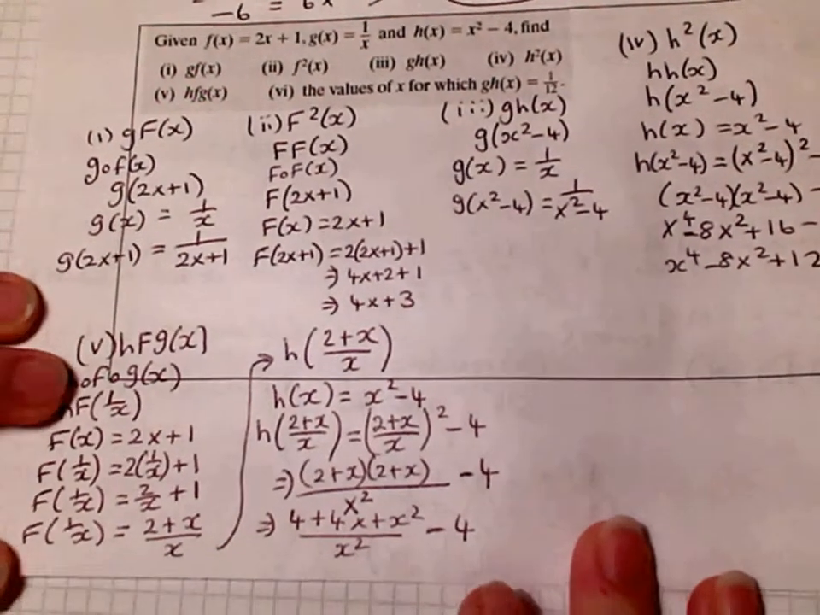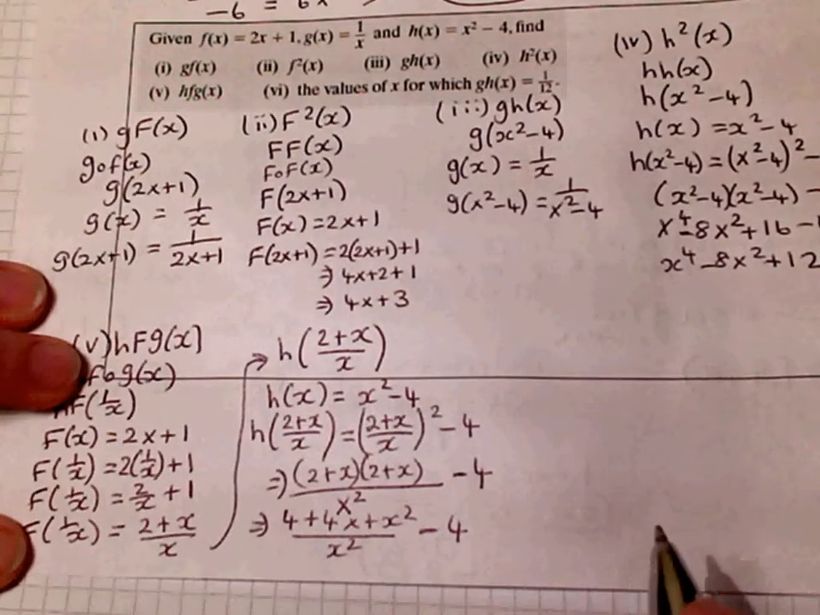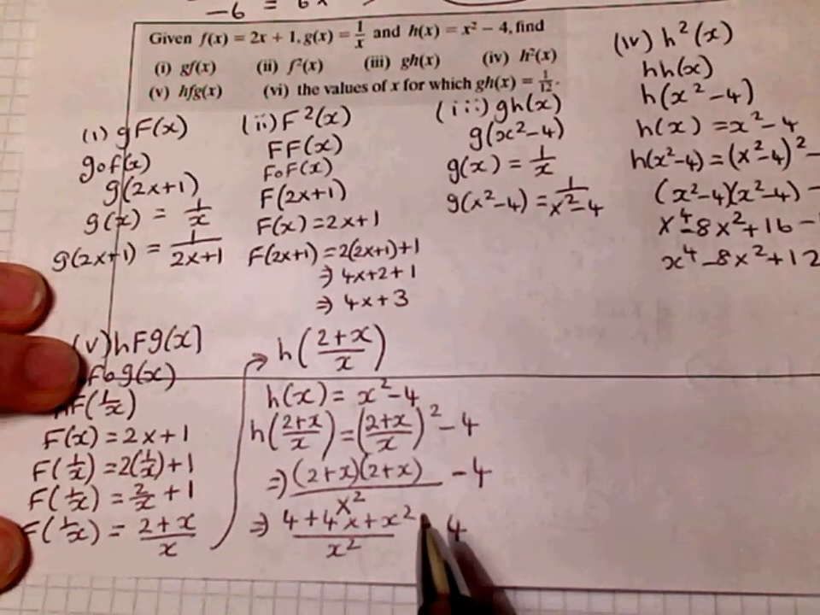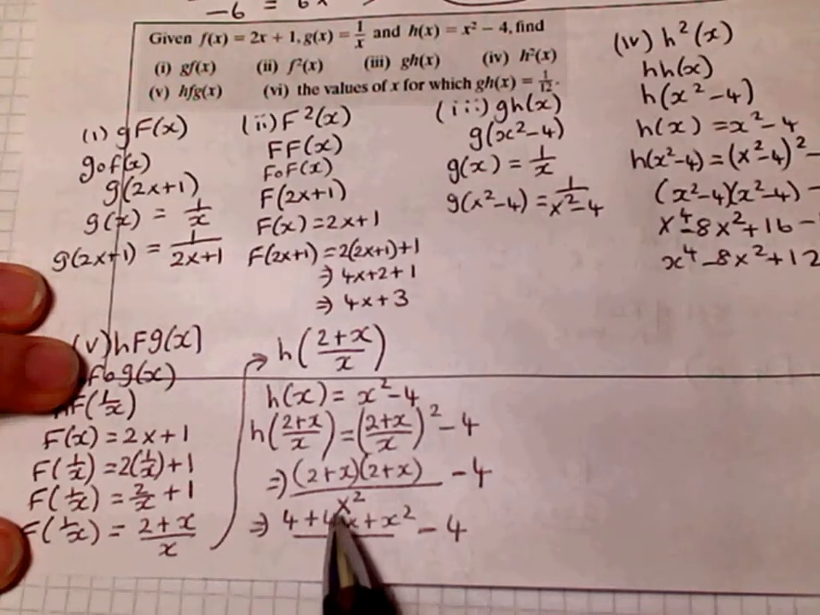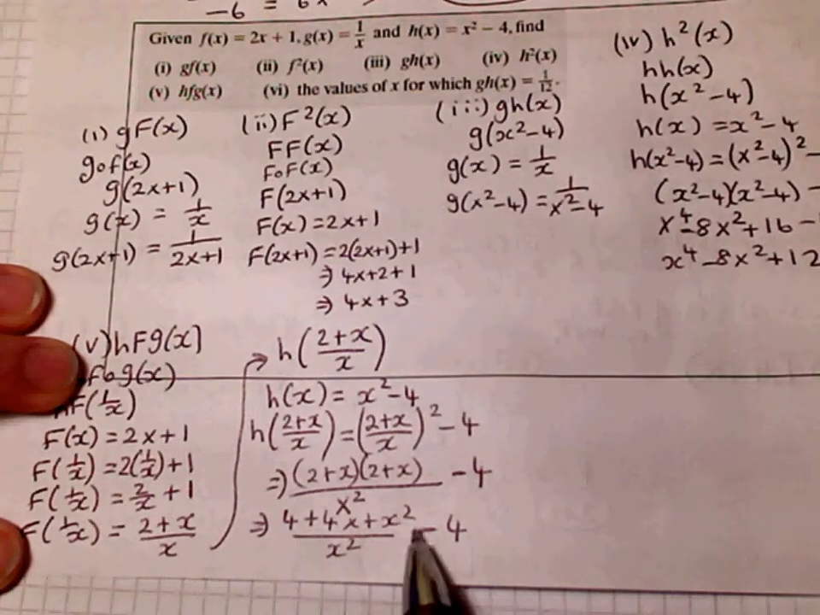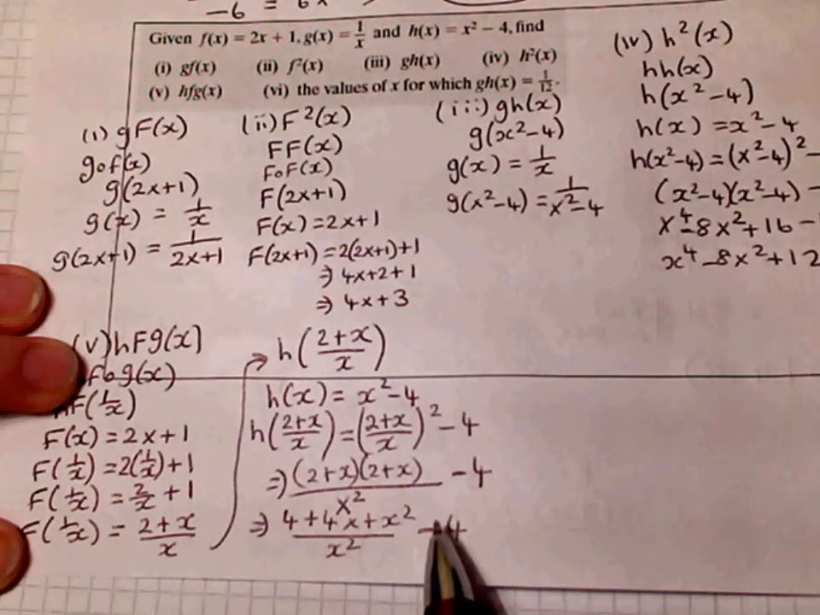So definitely best to get a common denominator. Okay, so I think that's it simplified, is it? So 4 plus 4x plus x squared all over x squared take away 4.